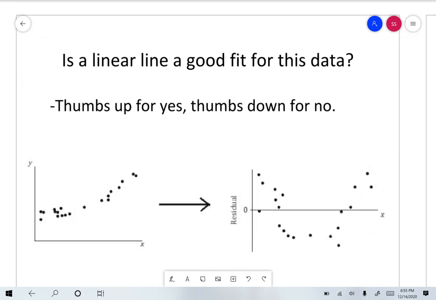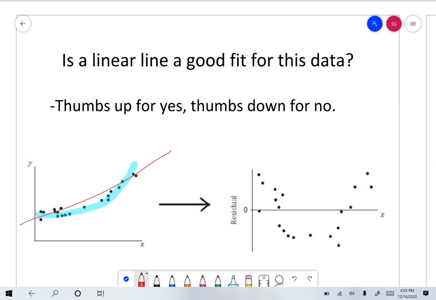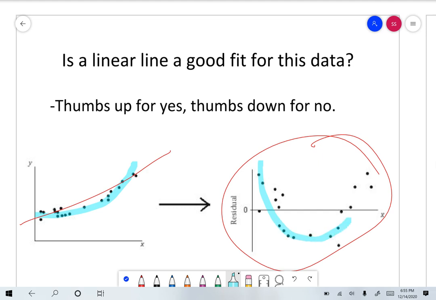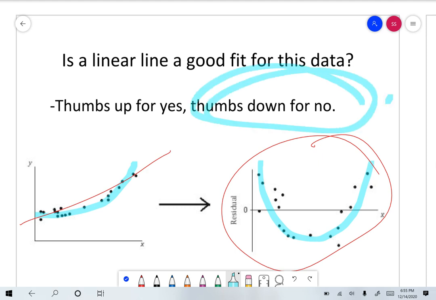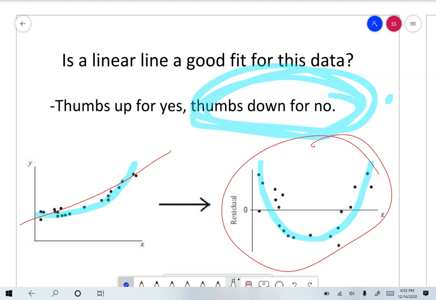How about this one? Think about this one. Here we have our data. Would a linear line be a good fit? If we put a linear line through there, this is what our residual plot would look like. So is a linear line a good fit? Well, it should be pretty clear, right? There is a giant arc, and it's even more obvious than the last one, right? So a linear fit here would not be a good fit.